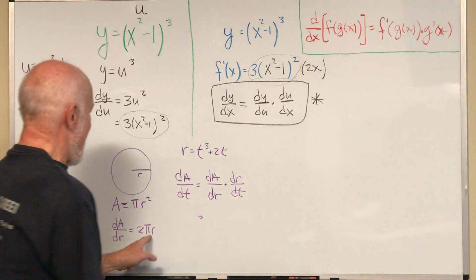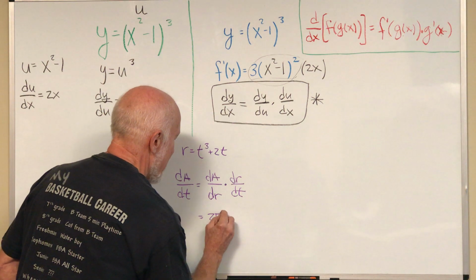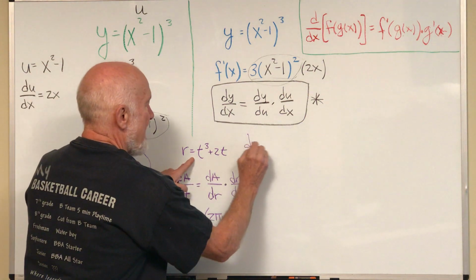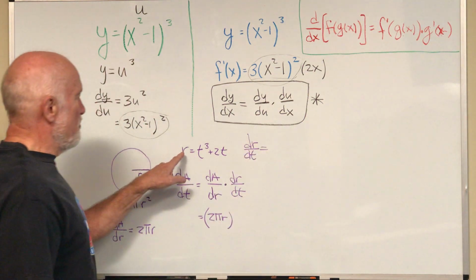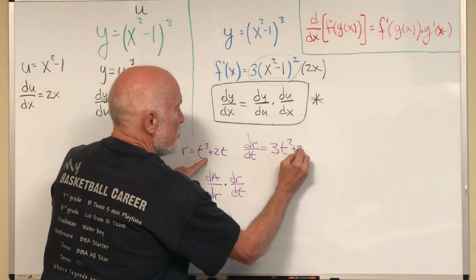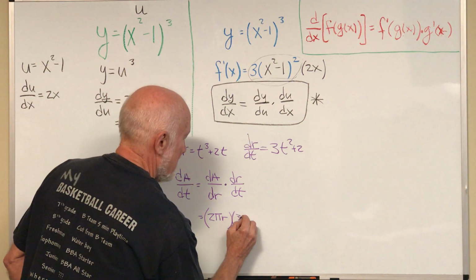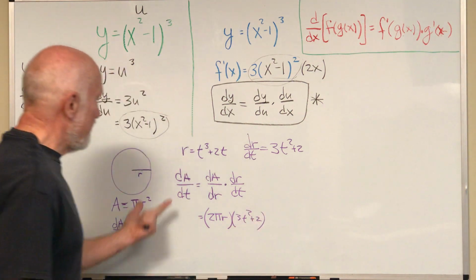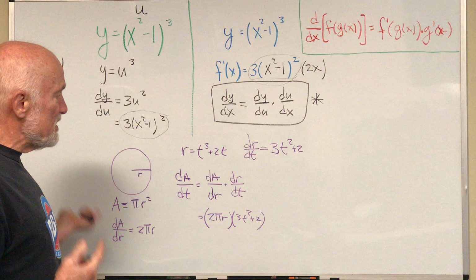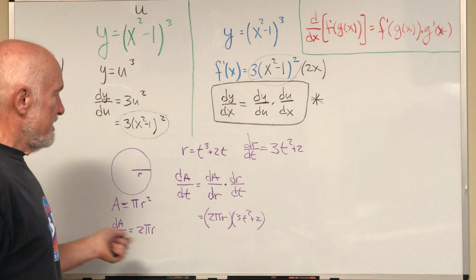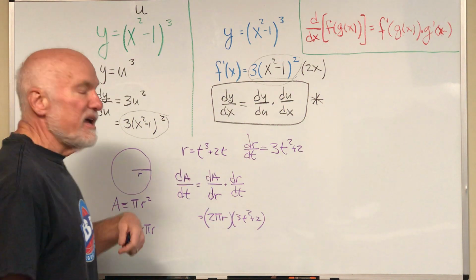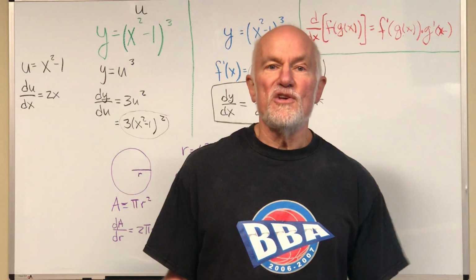So we know dA dr is 2 pi r, and we can get dr dt. The rate of change of the radius with respect to time is 3t squared plus 2. And then we've got a formula for the rate of change of the area with respect to time. So if you knew what the time happened to be, you could just put that in for t, and with that value of t you could find r, and you'd have solved the problem you were trying to do.